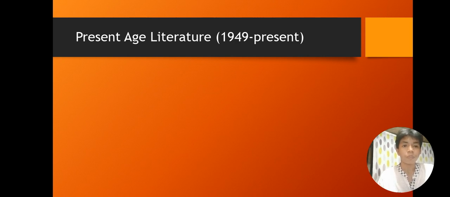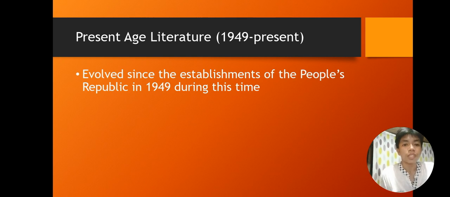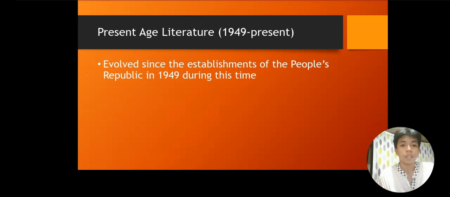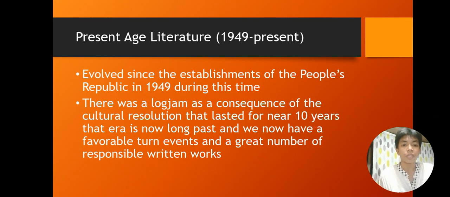Present age, 1949 till now, the present. It evolved since the establishment of the People's Republic in 1949. During this time, there was a logjam as a consequence of the cultural revolution that lasted for nearly 10 years. That era is now long past and you now have a favorable turn of events and a great number of responsible written works.